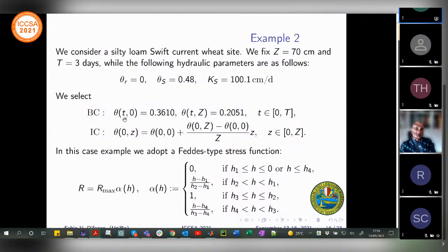A Silty Loam, where here we have changed something because we have considered a constant initial condition. A variable in depth initial condition, and boundary condition is constant at the top and at the bottom. But we have switched to a Feddes type stress function for the root water uptake term.